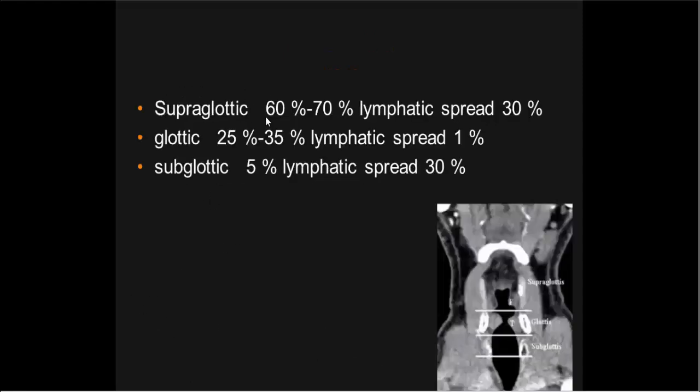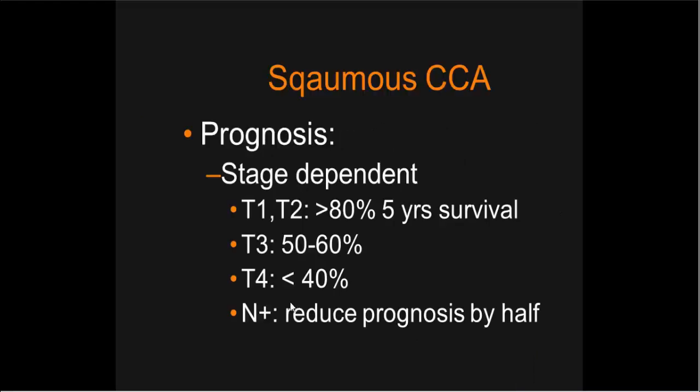Supraglottic carcinoma is 60 to 70% of carcinomas of the larynx, with lymphatic spread in 30%. Glottic carcinoma includes 25 to 35% of laryngeal cancer, with lymphatic spread of 1%; glottic carcinoma is not rich in lymphatics. Subglottic carcinoma is 5% of total laryngeal cancer, with lymphatic spread of 30%. So we have supraglottic, glottic, and subglottic carcinoma.